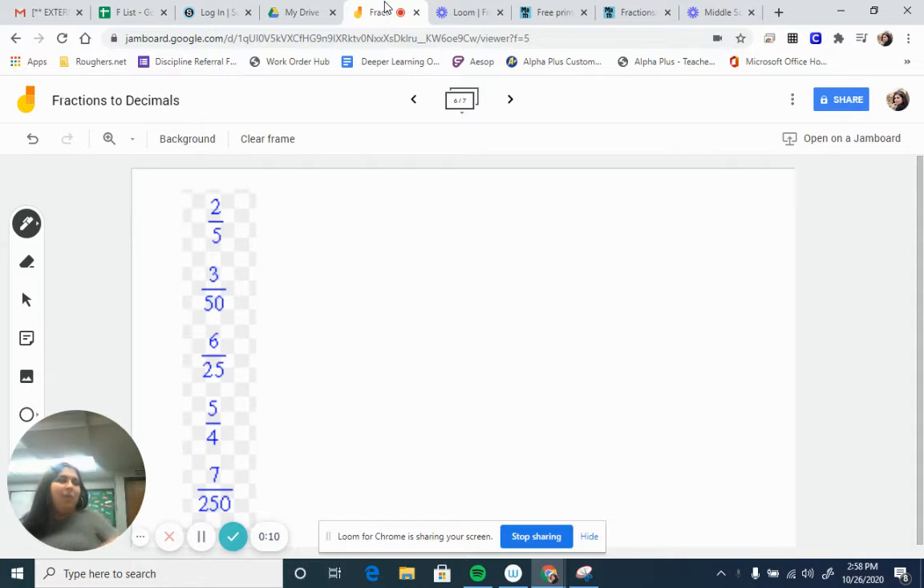So today we're talking about turning fractions into decimals. This is probably one of the simplest things we're going to be talking about. So first things first, why do we care on how to turn fractions into decimals?